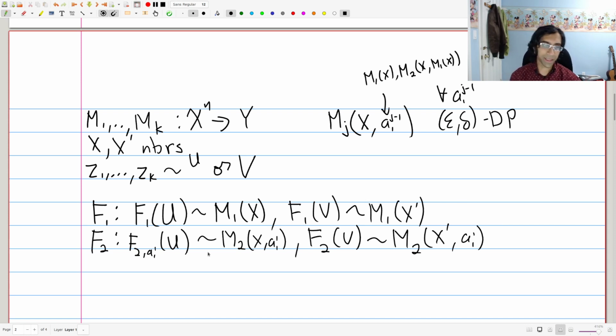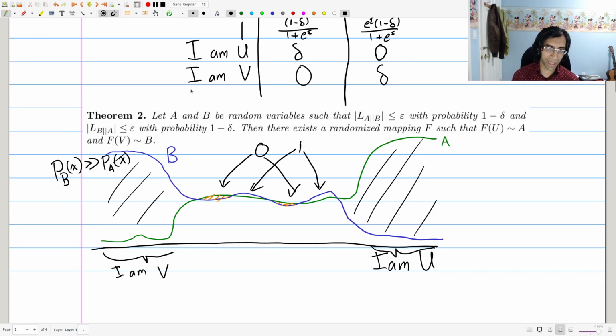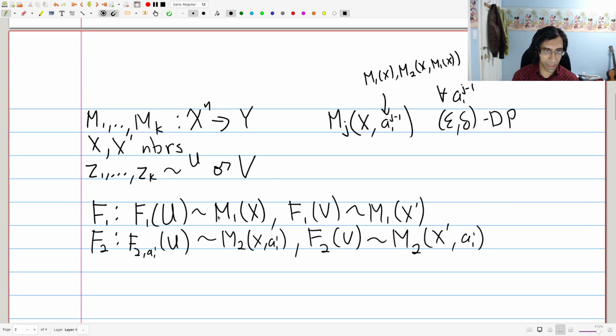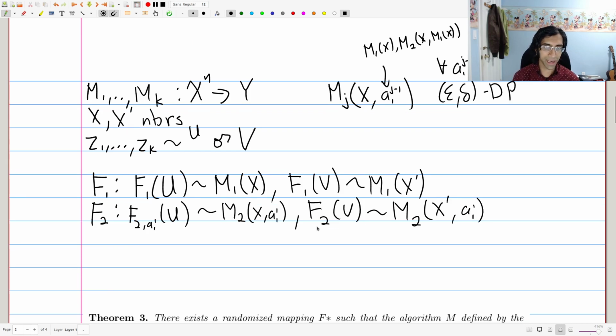But what am I trying to get at here? Even for the one case, if we want to sample from either M1 on x versus M1 on x prime, we already saw we can reduce it to u and v. All we're saying is that we can do the same for the second one as well, but this time the random mapping also has to take in the transcript of everything we've seen so far. And we just keep on doing that again and again all the way to the end.